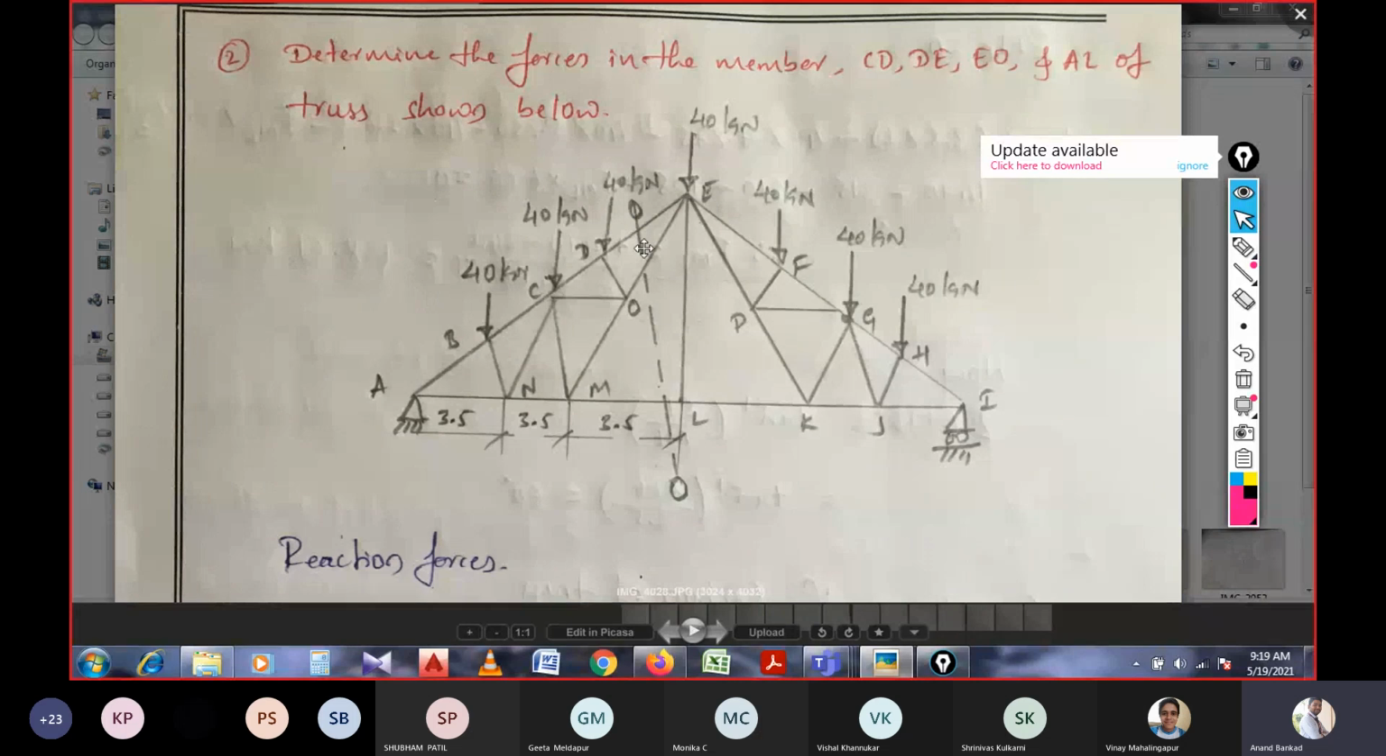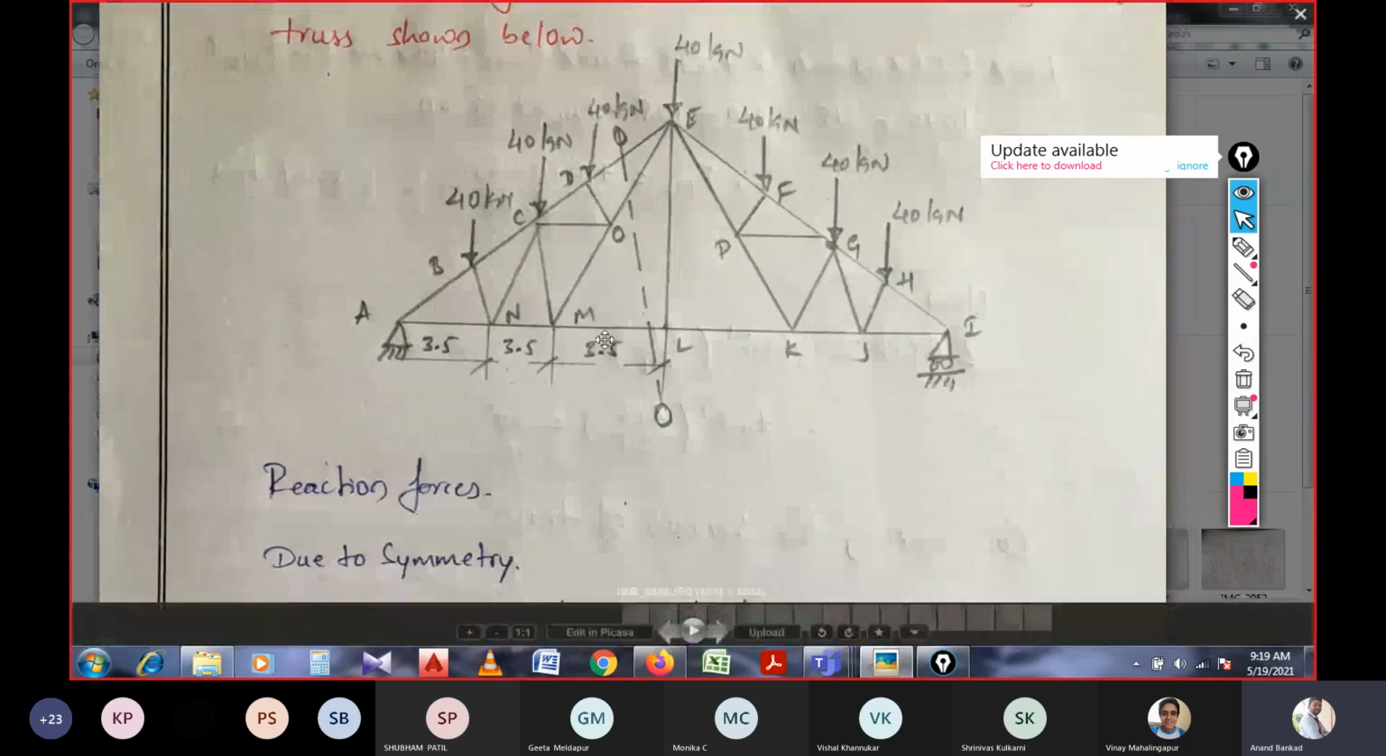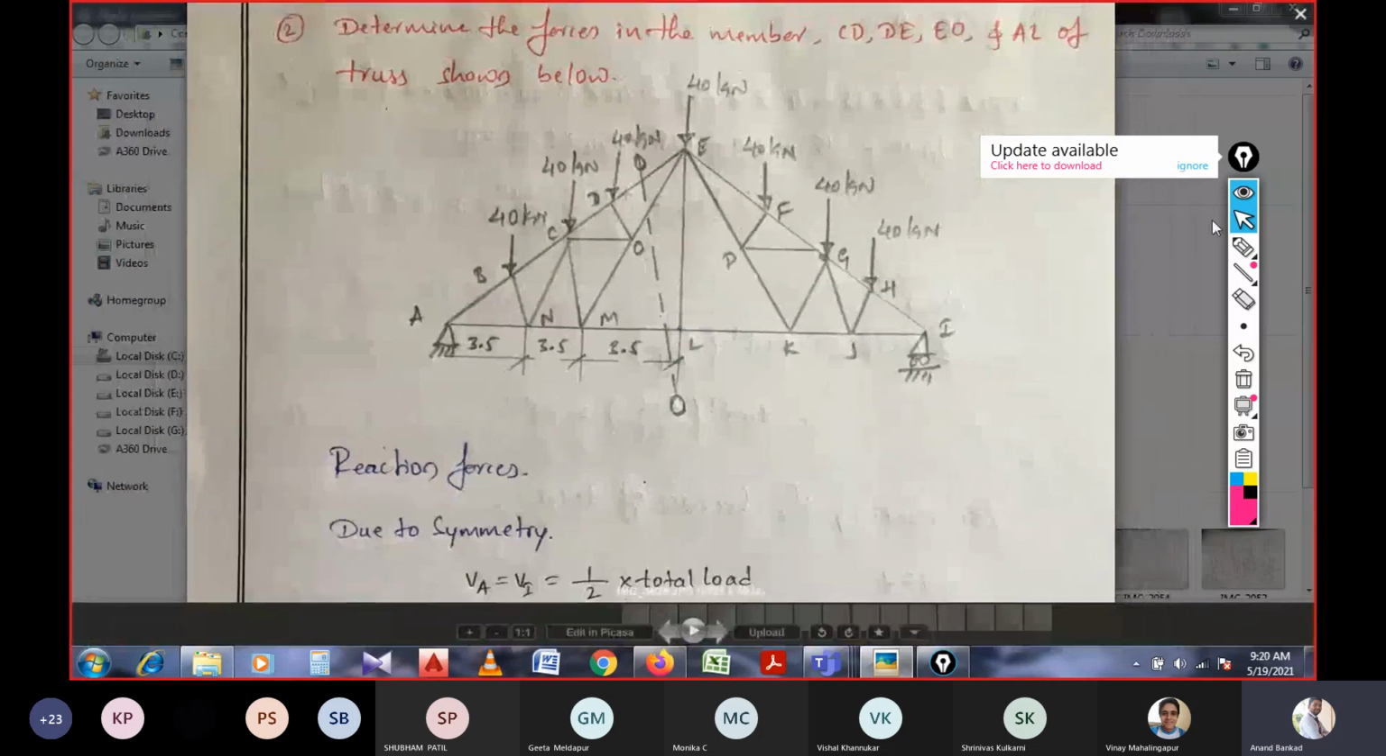But if you take the section at this position, and apart from that you will have another one, CD. Once you know the forces in the members, you can calculate at this point by referring to the section taken on the left hand side of the truss. I hope the problem statement is clear for you.